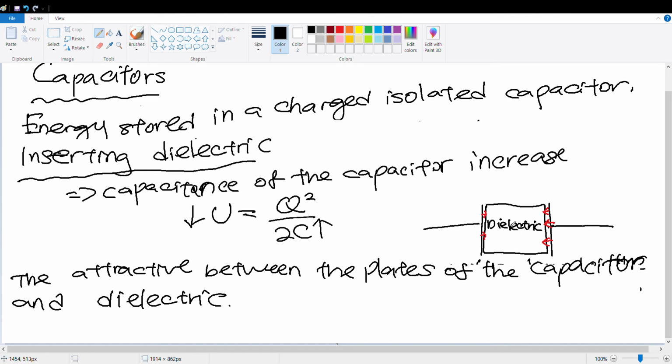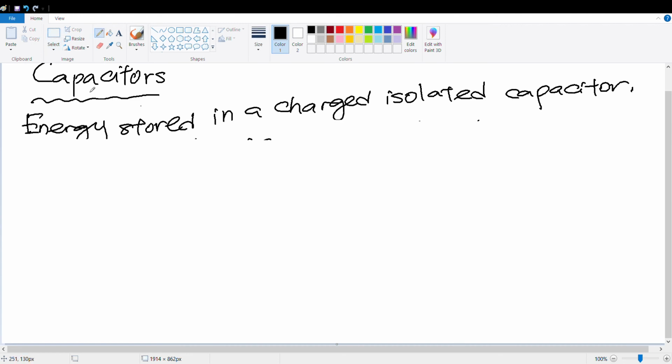So yes, this is the concept and the reason why the energy is decreased. This is due to the attraction between the plates of the capacitor and the dielectric. So we have done the second factor. Let's move on to the third factor, which is the surface area, if I'm not mistaken.